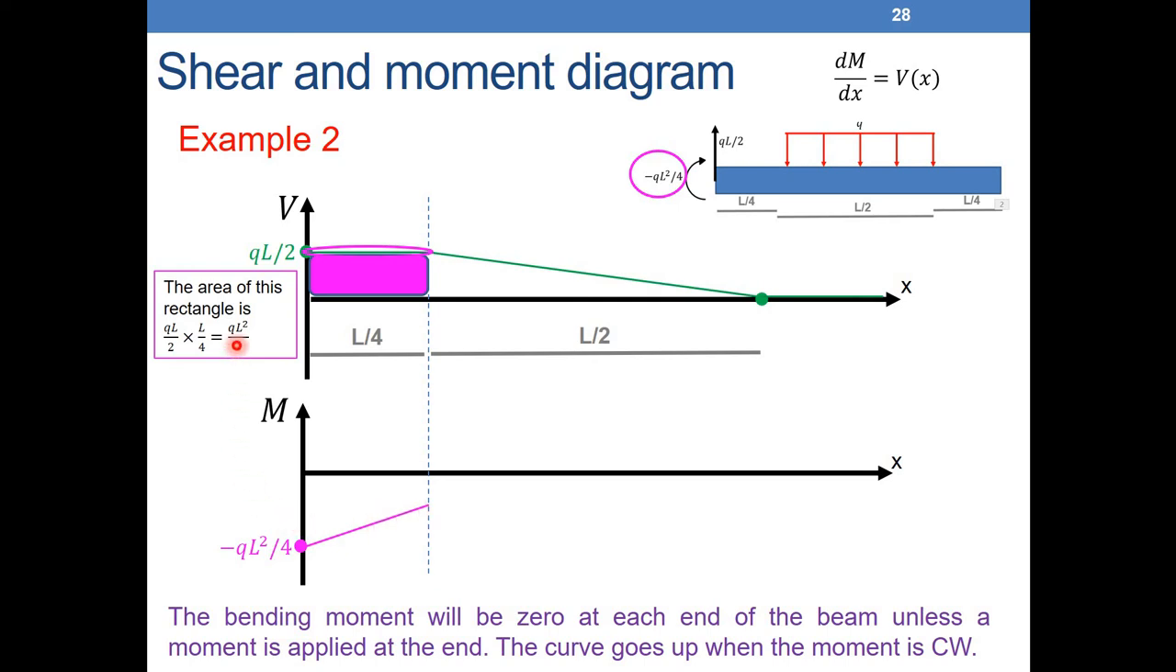So I had already minus QL squared over 4. I need to go up by QL squared over 8. So if I take minus QL squared over 4 plus QL squared over 8, it will give me minus QL squared over 8. So that's it. Let's repeat quickly. I know it's linear going upwards. The change between this point and this point is equal to the area under the shear force diagram, which is QL squared over 8. So I just add QL squared over 8 to this value, and I will find here minus QL squared over 8.